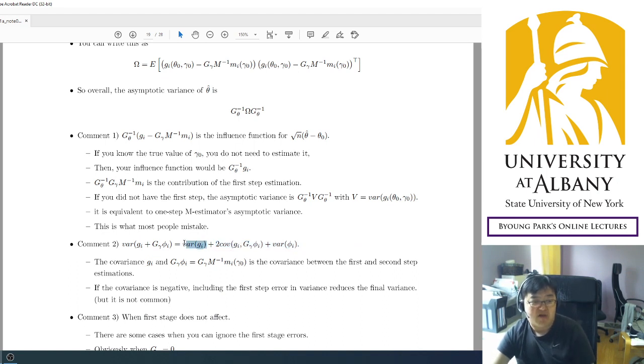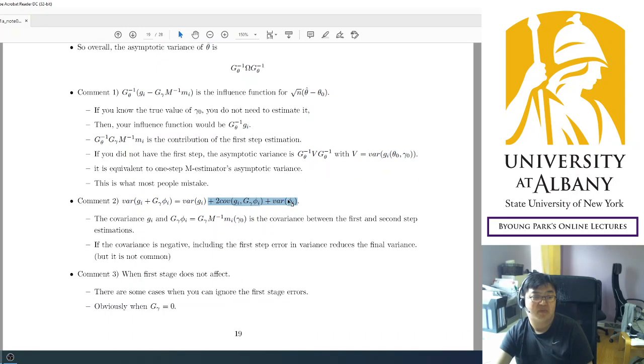So this variance is when you ignore the first stage error, but because of the first stage estimation error, you have this much in addition to the variance in the moment. But the additional term, in theory, can be negative when the covariance is negative. And that happens in two-stage least squares. So we will see how this can be a negative term. So it is very interesting.